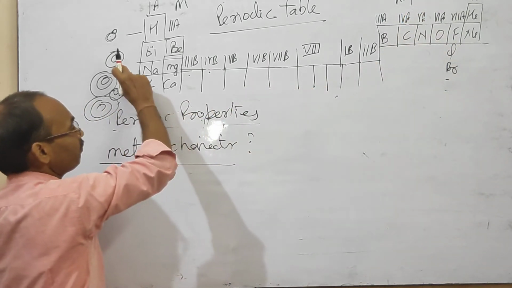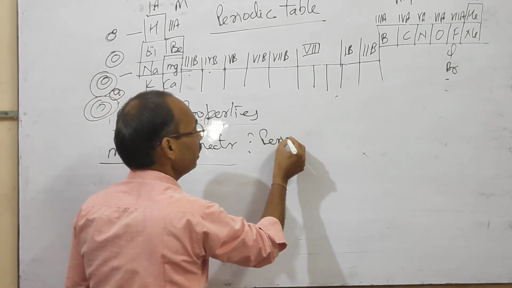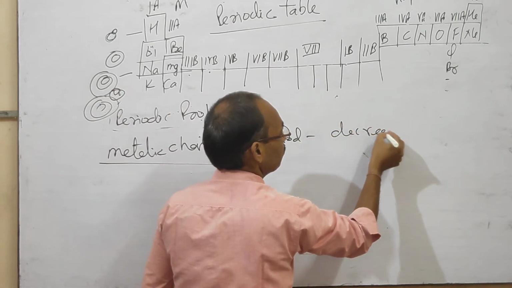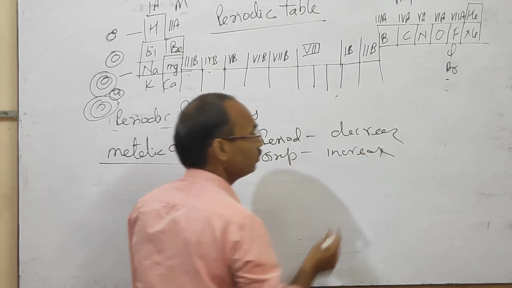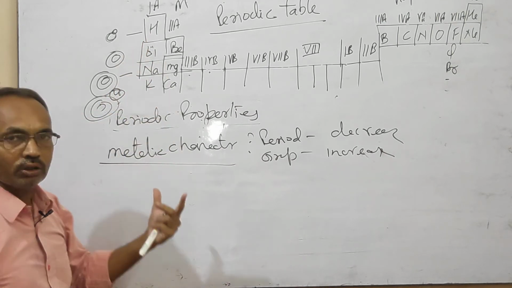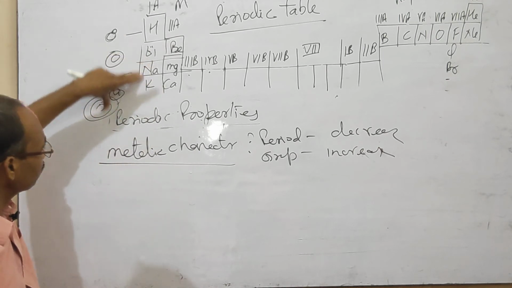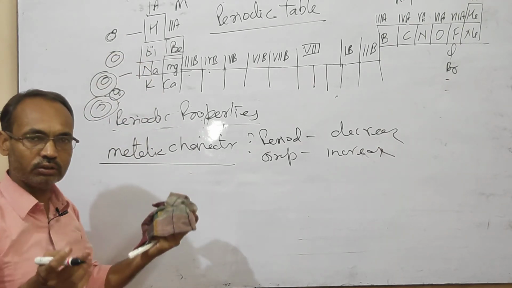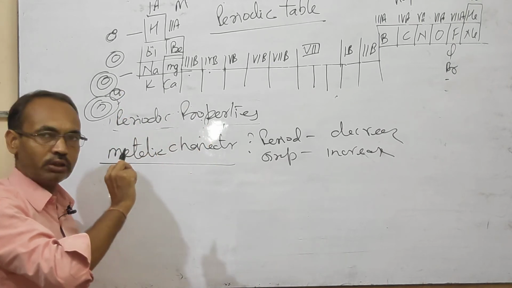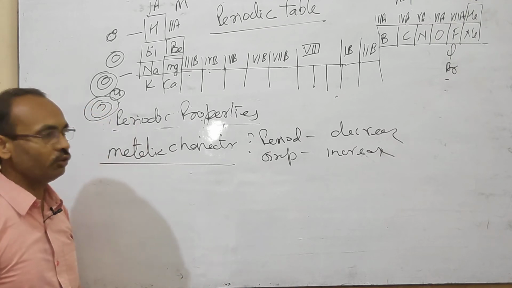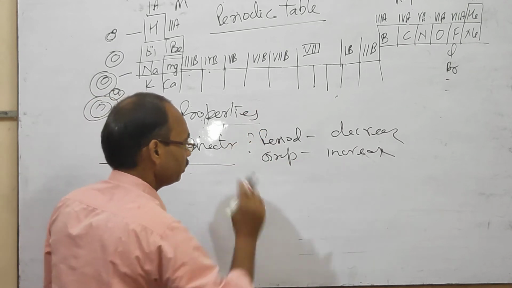Hence metallic properties decrease from left to right in the period, and in the case of group it increases. Why increase? Because the tendency of removing 1, 2 or 3 electrons is more as the size is increased, and due to the large size the nucleus is very far from the outer shell and the electron can easily be removed from the valence shell. So in the group the metallic character increases.